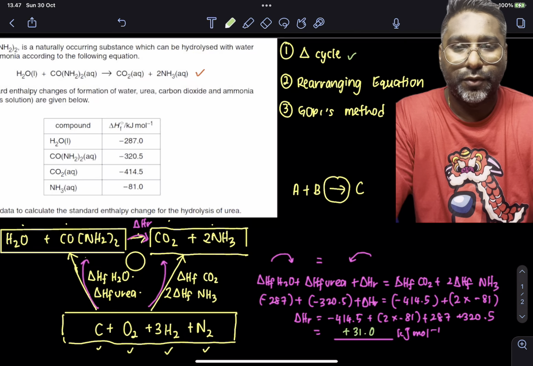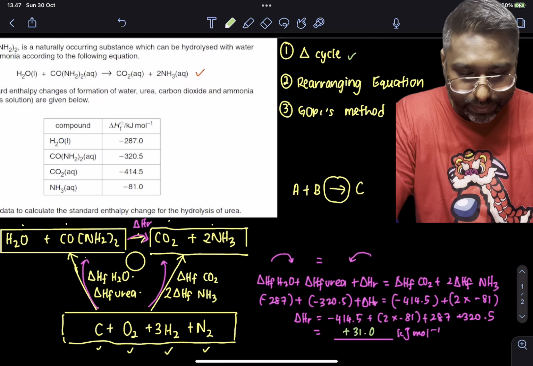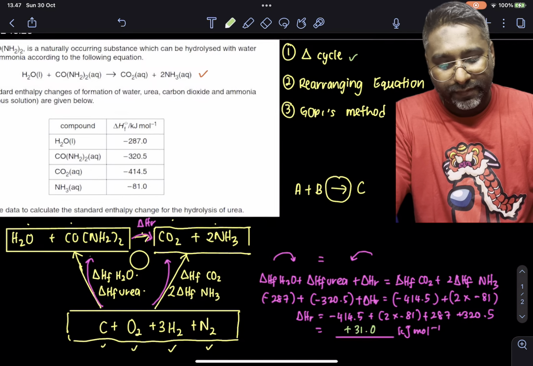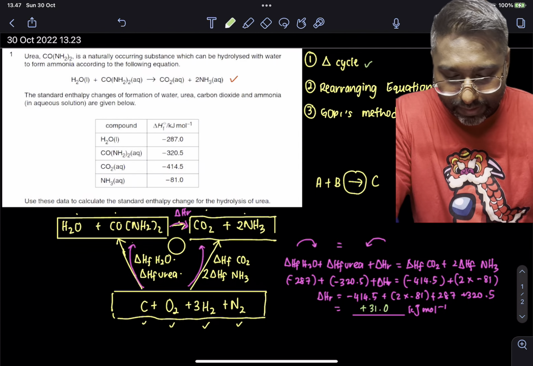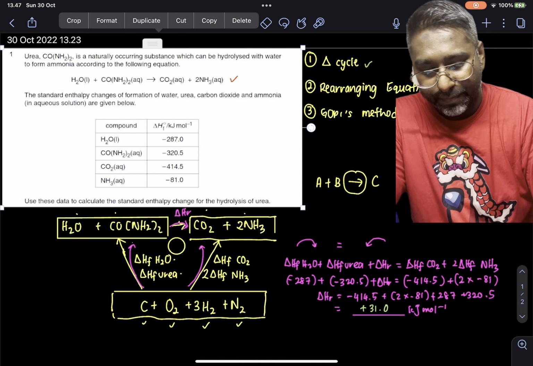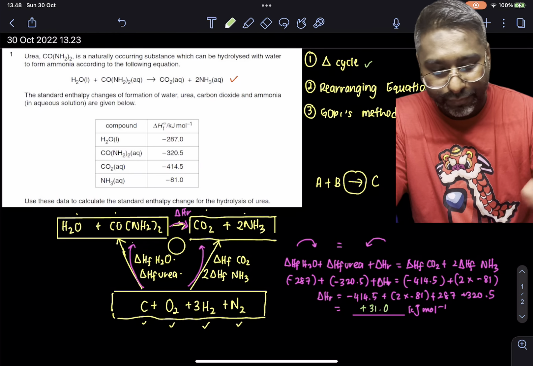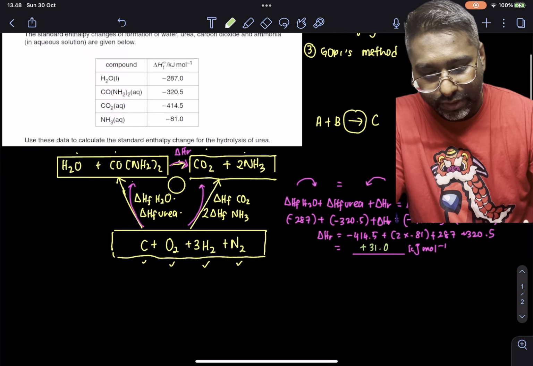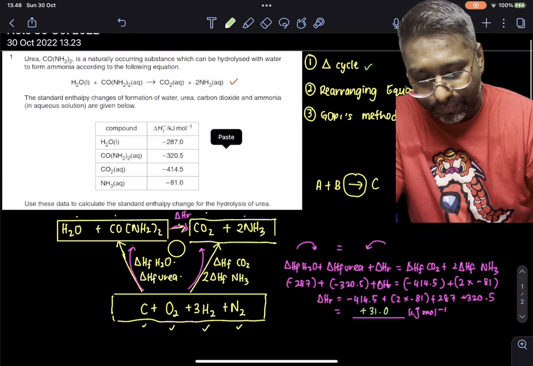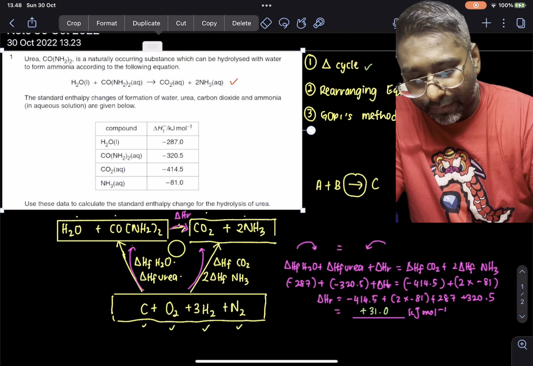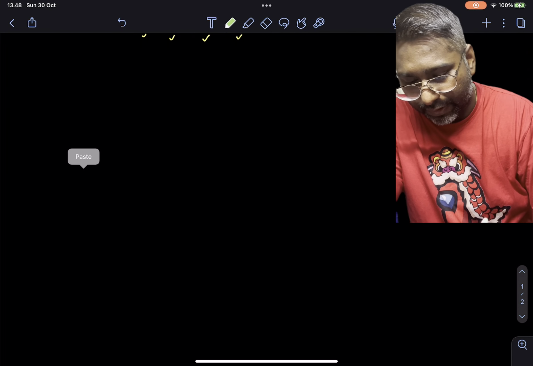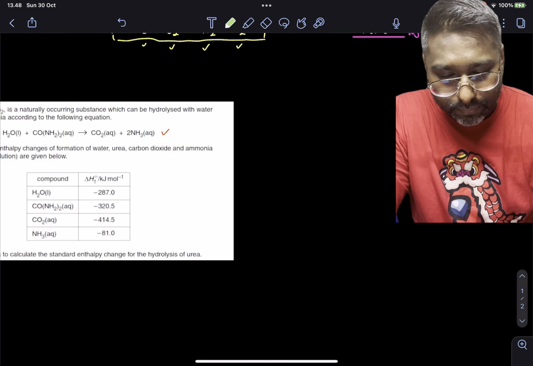is going to be by drawing the cycle, and after that we try to solve and calculate. That is the first method. So let's see how we can solve the same question with a different method, which is rearranging the equation. So let's try that.